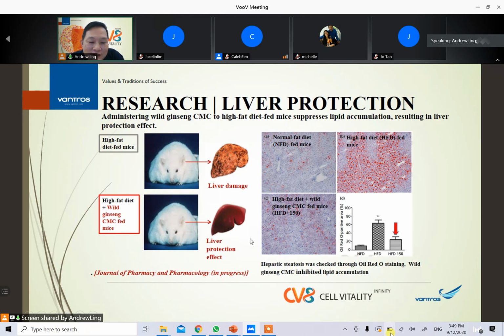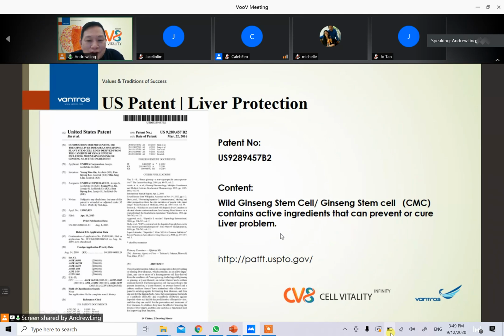All this research is published on the internet, in medical journals as well. That is why it is very effective in liver protection. Even the whole research is patented in the US. The patent talks about the wild ginseng stem cell CMC containing active ingredients that can prevent or cure liver problems.